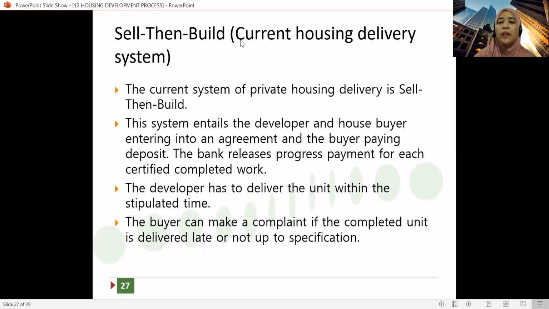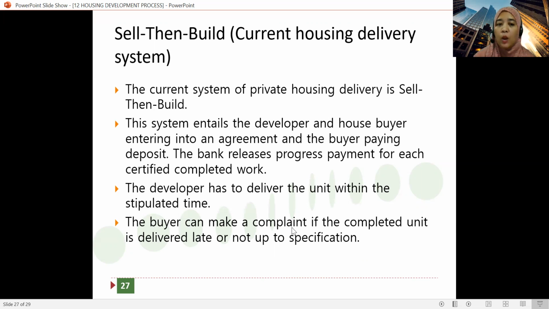Sell then build. What is the current housing delivery system that we mentioned just now? Sell then build. The private housing delivery is the sell then build system. It entails the developer and house buyer entering into an agreement, and the buyer paying a 10% deposit. The bank releases progress payments. The 90% will be released bit by bit, staggered, according to certified completed work. The certification is done by the QS. The developer has to deliver the unit within the stipulated time, 24 months for landed, 36 months for strata.